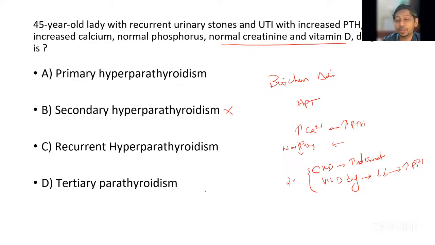Tertiary hyperparathyroidism is basically in the setting of secondary hyperparathyroidism, following a renal transplant, the gland becomes autonomously functioning. That is known as tertiary hyperparathyroidism. So this also is not the answer. There is no scenario of dialysis, CKD, or transplant, and the creatinine is normal. And of course, recurrent hyperparathyroidism you usually get in a young patient with MEN1 disease. They are prone to recurrent hyperparathyroidism because there's a high incidence of ectopic and supernumerary glands. That's why you get recurrence. So the correct answer here is primary hyperparathyroidism.